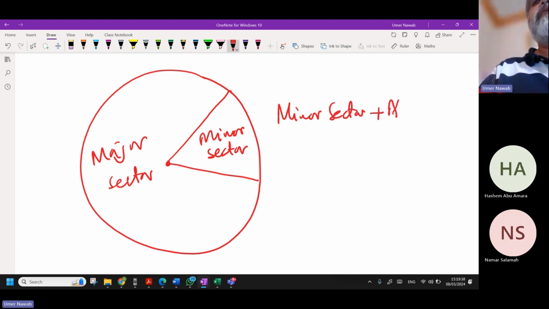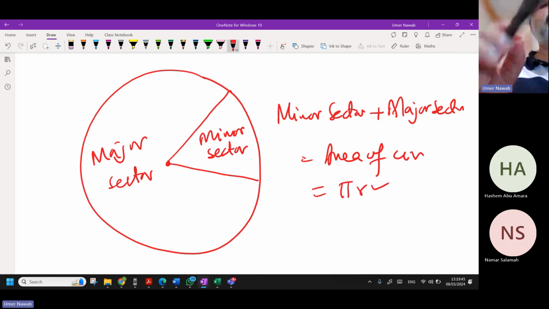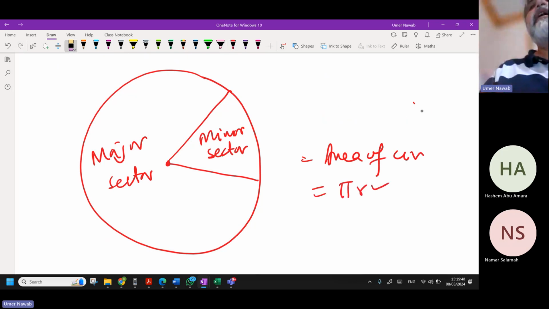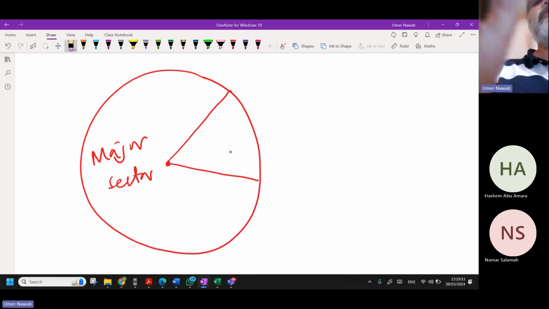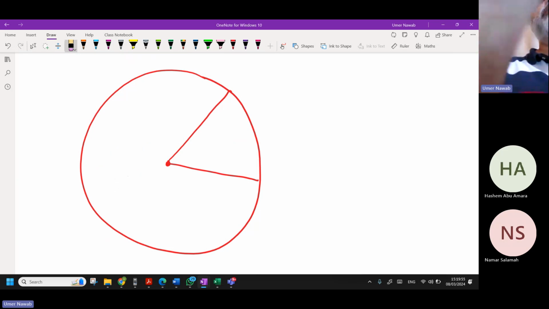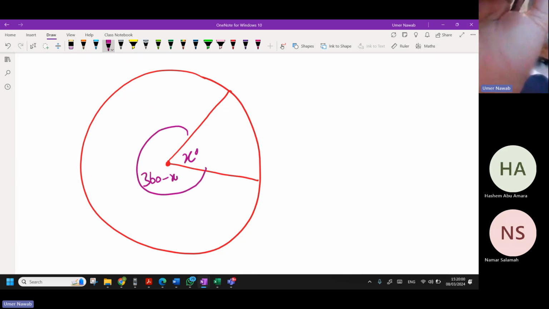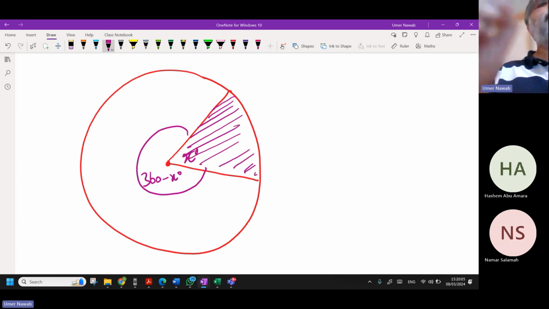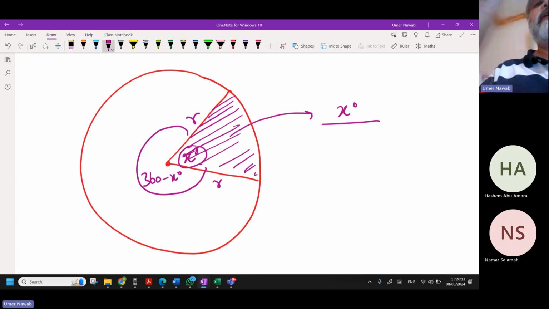Area of the minor sector plus area of the major sector, it is always equals to the area of a circle, which is pi r squared. Now, Mr. Umar, how can I write the minor sector formula, or major sector? No worries. You just need to know your central angle, this angle. This is x and this is 360 degrees minus x. How can I find the area of a minor sector? So area of a minor sector, you just need to know the radius. So how can I do that? I will write my angle, which is x degrees.